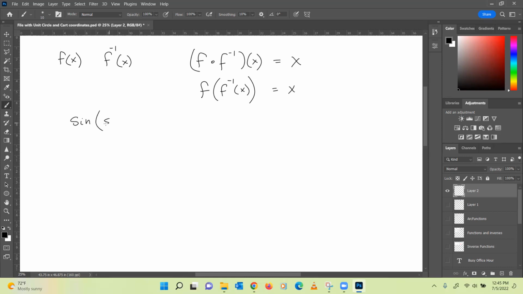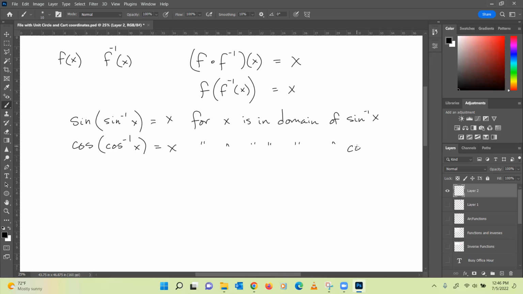Turns out that that works pretty well for these trigonometric functions. The sine of the arc sine of x does equal x, but only when x is in the domain of the inverse function. So if x is in the domain of the arc sine, then the sine of the arc sine of x equals x. Same for cosine and tangent. We had the cosine of the arc cosine of x, that would equal x, for x in the domain of the arc cosine.